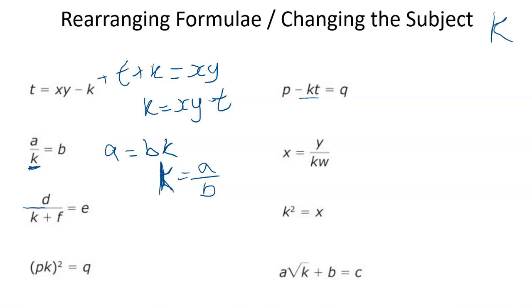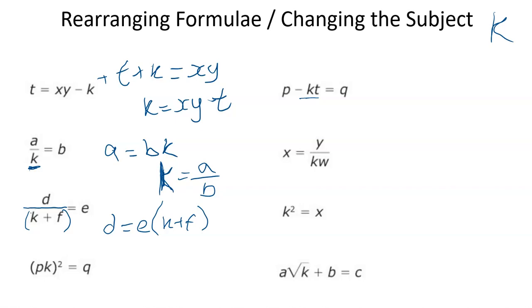This divide sign here, this fraction, is implying brackets. You don't need brackets around the d, but you definitely need them around here when you move it, because it's saying d divided by the whole denominator, k plus f. So that is being contained together. So when I multiply by the denominator, put a bracket around it, the whole thing comes up. D equals e bracket k plus f.